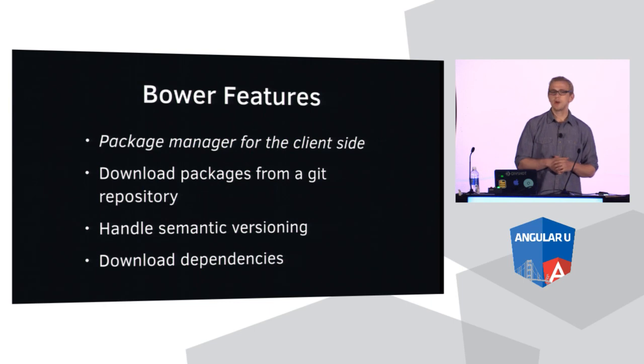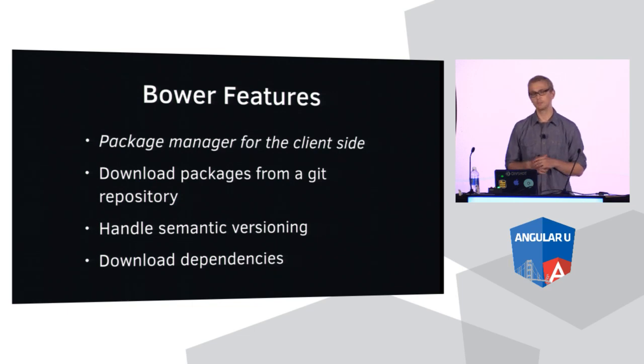So Bower is a package manager for the client side. That's an important distinction because it's not a JavaScript package manager. You could throw CSS in Bower. You could throw fonts. Bower is just for everything client side. It downloads packages from a Git repo, so it doesn't have a registry for code. It just interacts with something like GitHub. It handles semantic versioning, which is a complicated term for something that you've all seen before, and we'll go over that quickly. And it'll download dependencies for you.